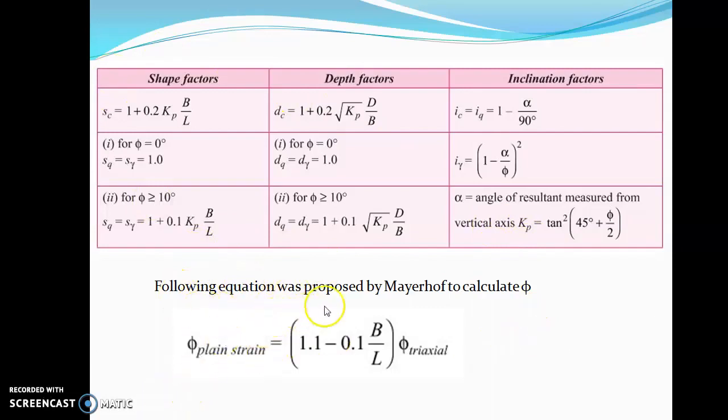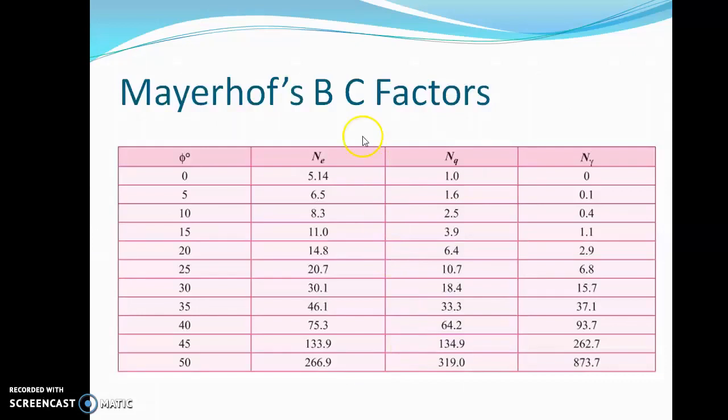The equation proposed by Meyerhof to calculate phi for plane strain in terms of phi of triaxial will be given as 1.1 minus 0.1 B by L into phi triaxial. And this is the tabular column wherein Meyerhof's bearing capacity factors are tabulated for various values of phi. In case the value of phi given in your problem is somewhere in between, you need to interpolate.